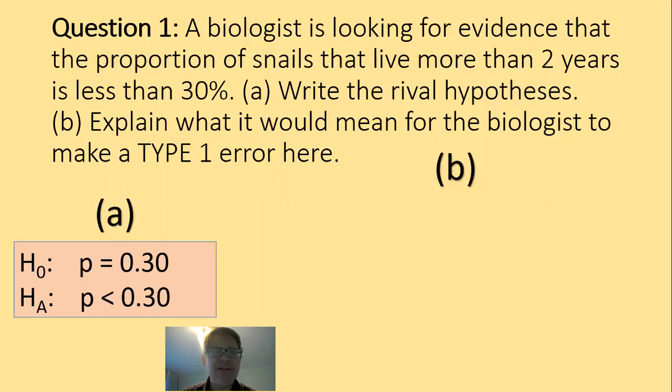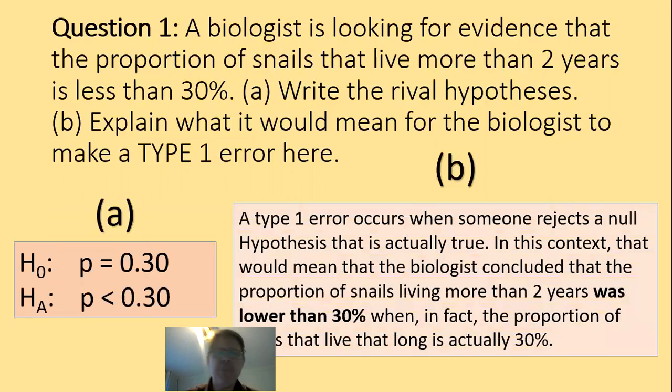What would it mean for the biologist to make a type 1 error? Well, we remember that making a type 1 error means rejecting the null hypothesis when it's in fact true. A type 1 error occurs when someone rejects a null hypothesis that's actually true. So in this context, what would that mean? That would mean that they believe that there was evidence for the alternative. They believe that the proportion of snails that live more than 2 years is less than 30%.